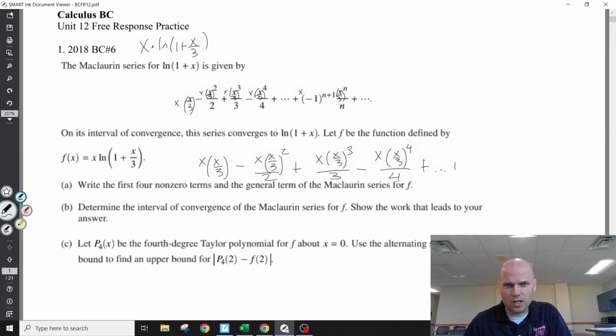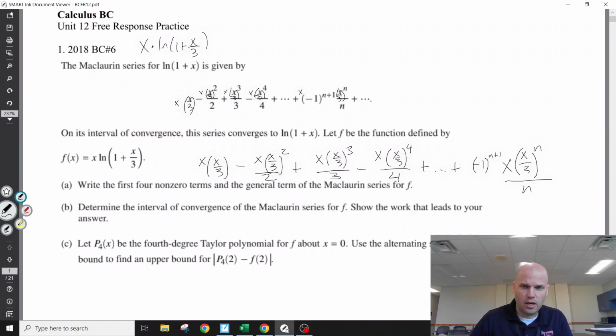We get to the nth term. Don't let it freak you out. Just keep everything the same. This is how we alternate, starting with n equals 1. Starting with n equals 1, so I have negative 1 squared. That's how I get the positive value. I have x over 3 to the n over n. That doesn't change, and then I multiply by x. I just do the same thing, and I get the answer.